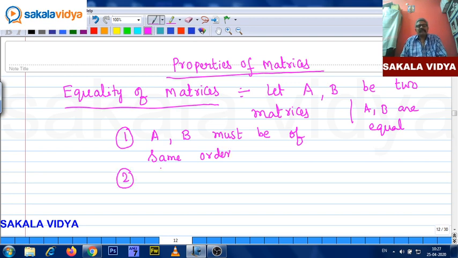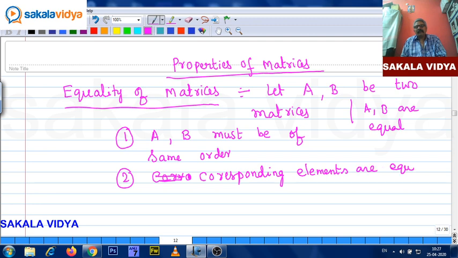Second condition needs to be satisfied: corresponding elements are equal. Then we say that A comma B are equal, and that is, we can say A is equal to B.